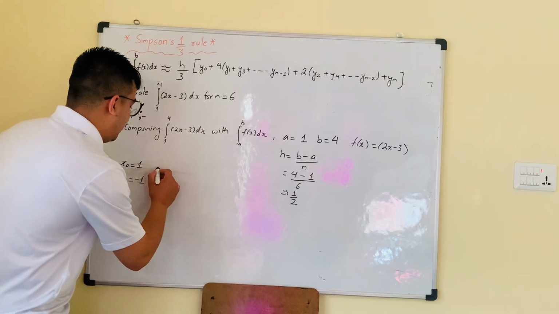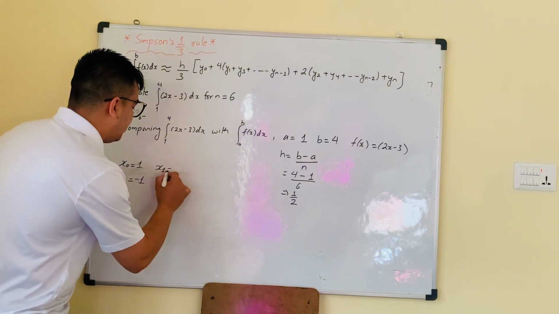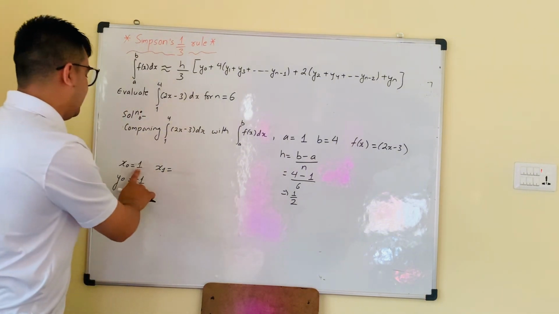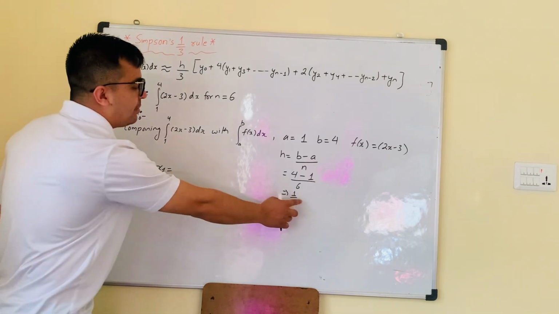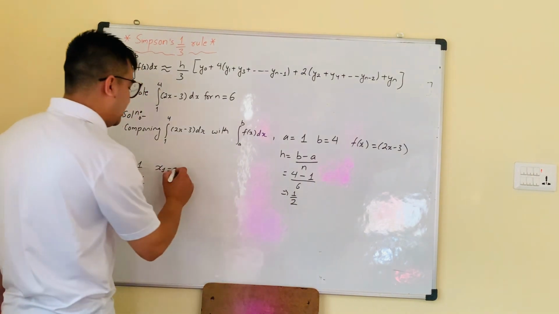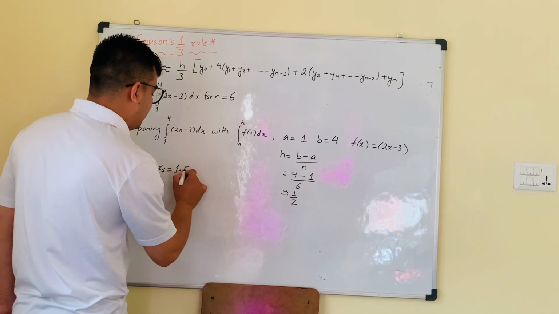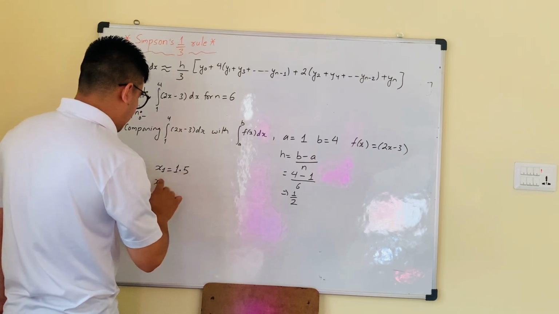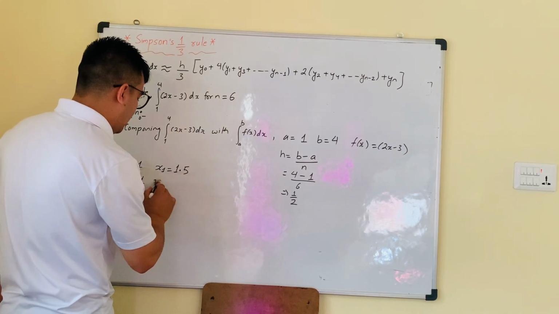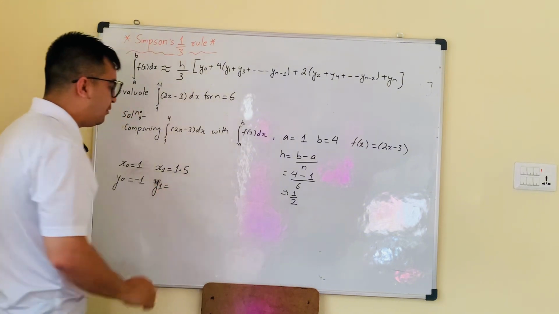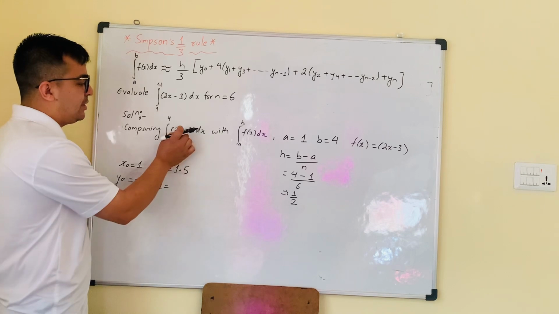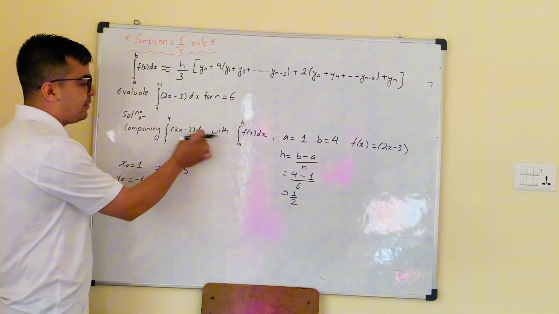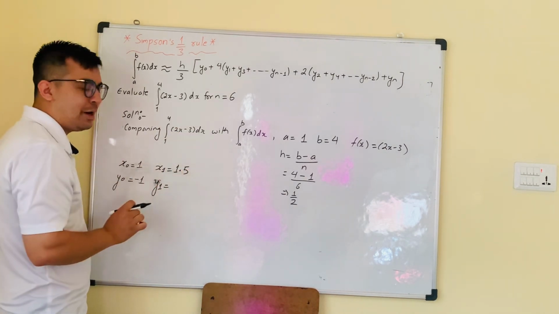Now we have to calculate. We will get x1 by adding this interval to the first term. That is 1 plus 1 by 2, which means 0.5. So x1 is equal to 1.5, and for y1, just put this value of x1 in this x and you'll get the functional value when x is equal to 1.5.